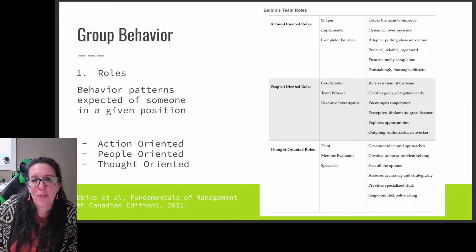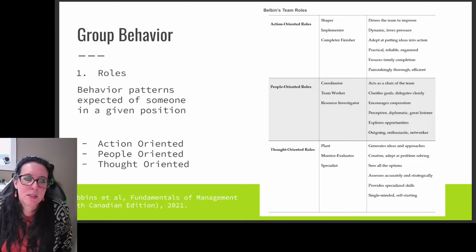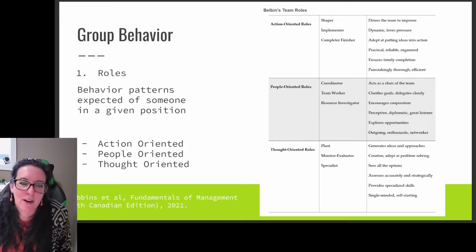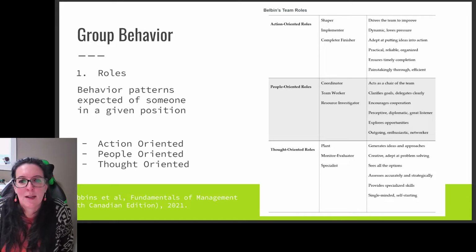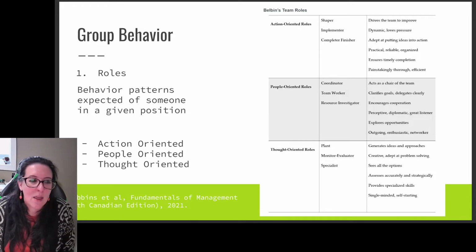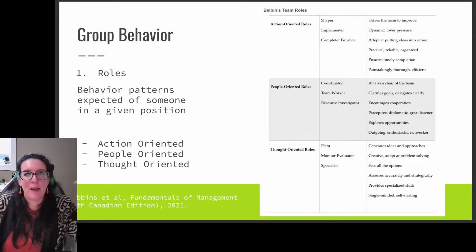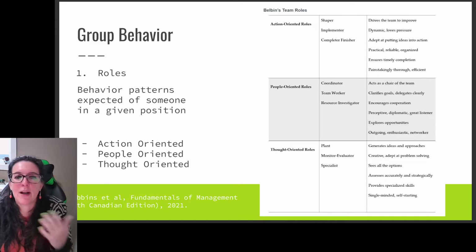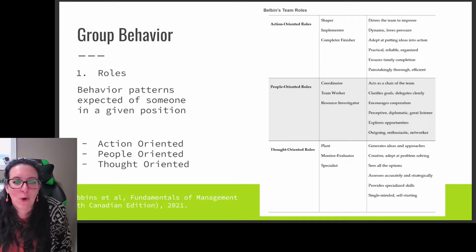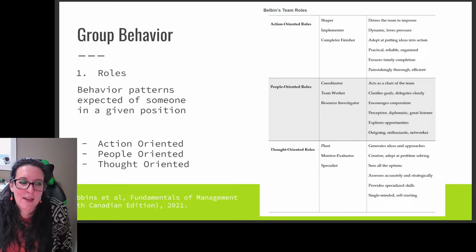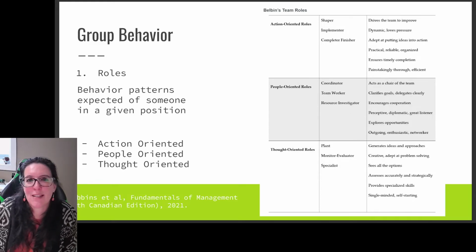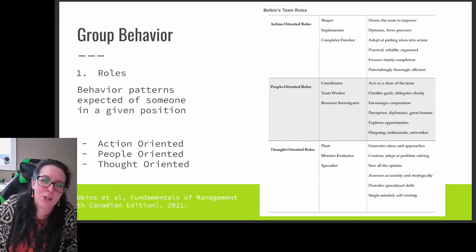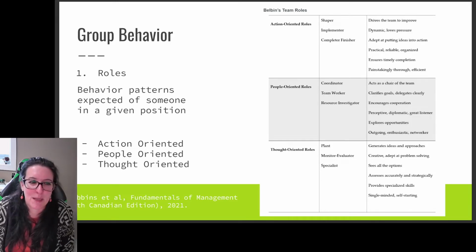The third role is a thought-oriented role. So this is the person who is going to be more of the idea generator, the more creative person, the one who looks and sees all the options, comes up with solutions to the problems. They might have more specialized skills. They might be more single-minded, so less of the big picture and more focused on a particular task. So we'll see them more as a specialist in that role of the team. They're the one that is maybe more of the content expert, addressing or coming up with solutions or creative options for a particular aspect of the team's work.